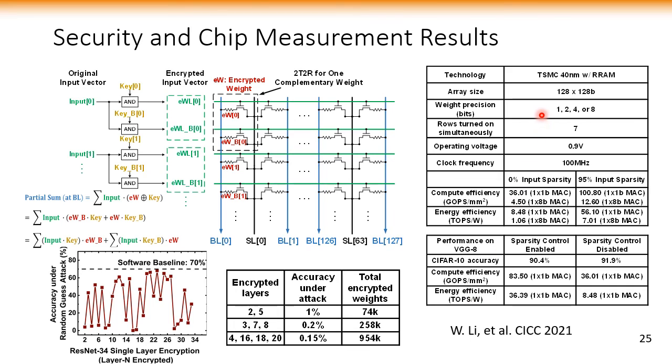And finally, on the right-hand side, we show the summary table of this chip's performance. And here the clock frequency is 100 megahertz, and the reported energy efficiency is shown in here. And also we reported the CIFAR10 accuracy in the normal operation, and also the energy efficiency and compute density.